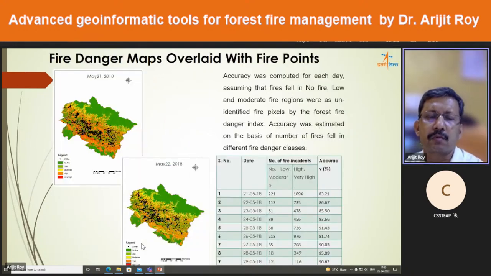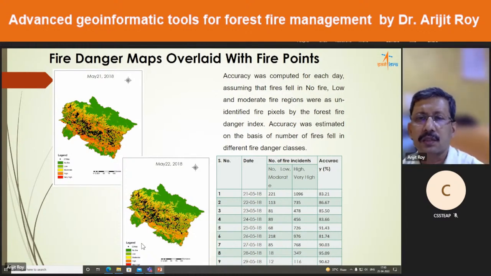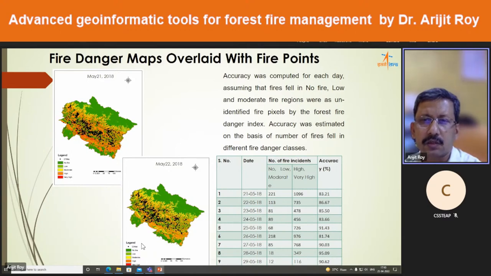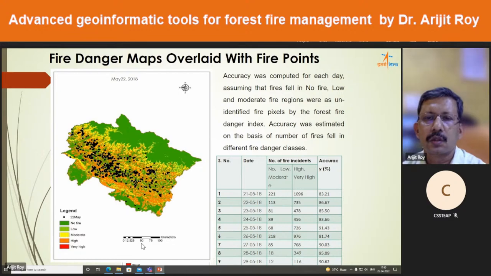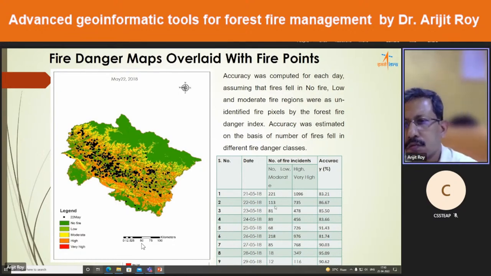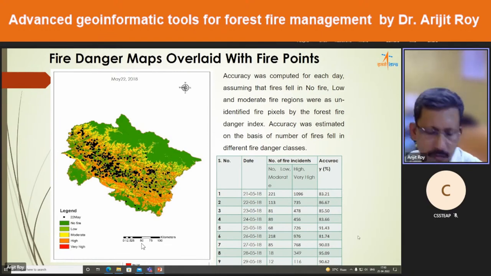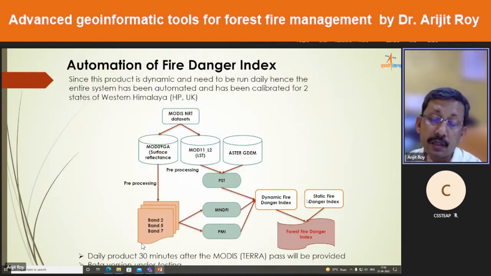So these are the fire danger maps overlaid with fire points. The accuracy was computed for each day, assuming that the fires falling in no fire, low fire, and moderate fire regions were unidentified fire pixels by the forest fire danger index. So you see the accuracy. The accuracy is significant in that region, and this entire process has now been automated.